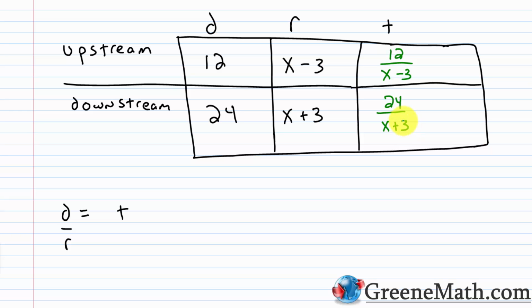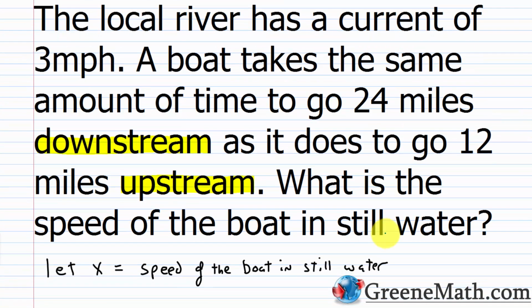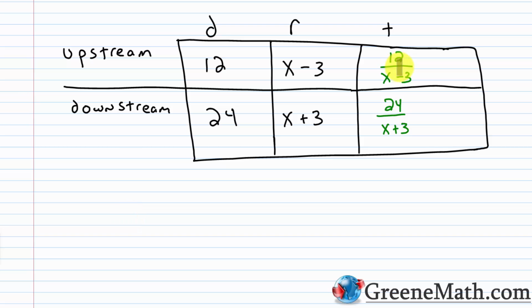Now that we have all this information figured out, we want to go ahead and set up an equation. And as I told you, when we look at this problem, it tells us that a boat takes the same amount of time to go 24 miles downstream as it does to go 12 miles upstream. So that means I could set the two times equal to each other, and I could solve for x, and I'd figure out what the speed of the boat is in still water. Let me erase this real quick. So I have the time for upstream, which is 12 over x minus 3. And I'm going to set this equal to the time for downstream, which is 24 over x plus 3.